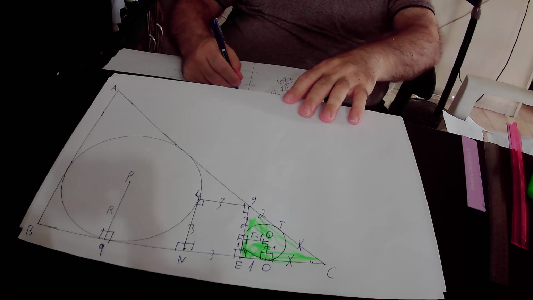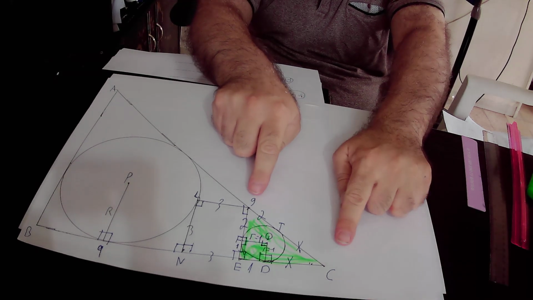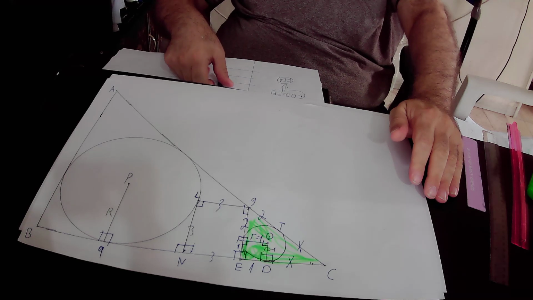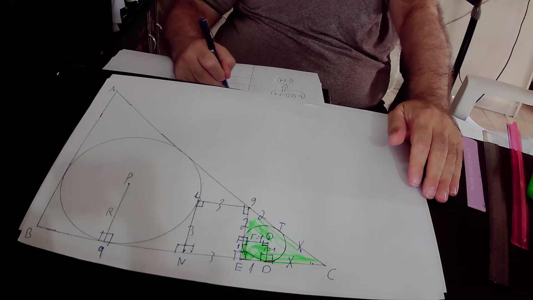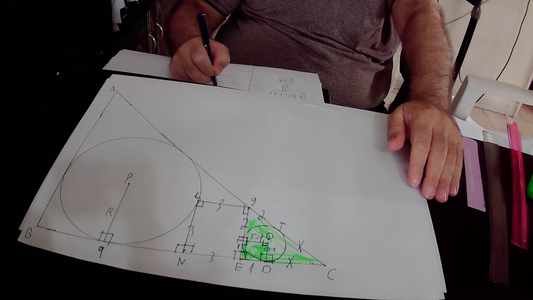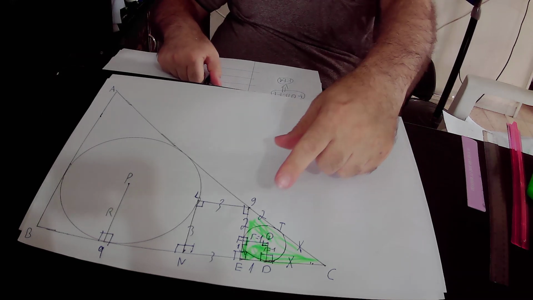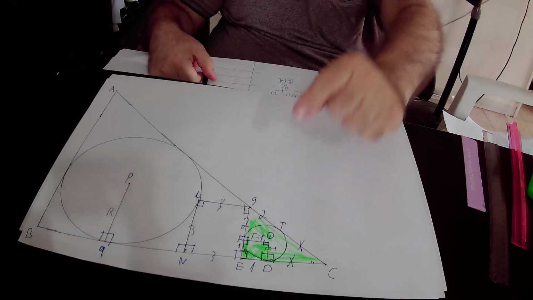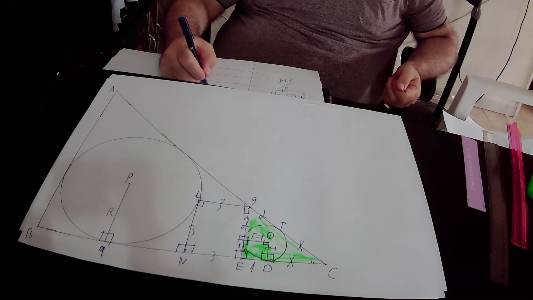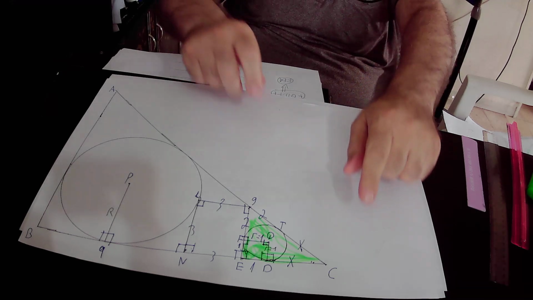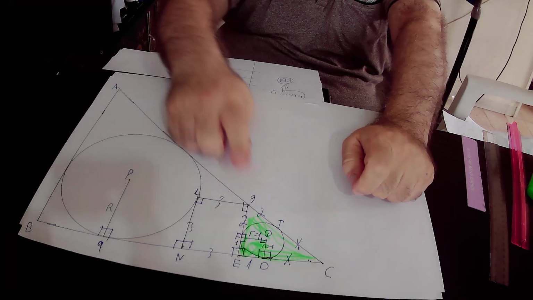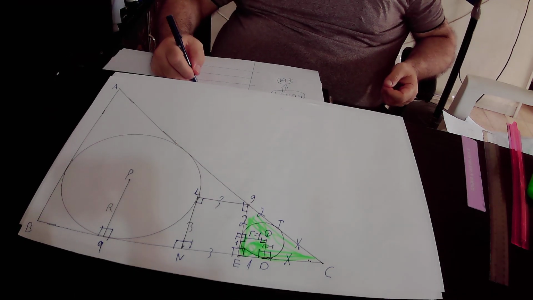What is the value of GC? Here, GC equals 2 plus x, therefore GC squared will be equal to (2 plus x) squared, and it equals GE squared. GE equals 2 plus 1, that is 3, therefore GE squared is 3 squared, that is 9, plus EC squared. What is the value of EC? Here, EC equals 1 plus x, therefore EC squared will be equal to (1 plus x) squared.